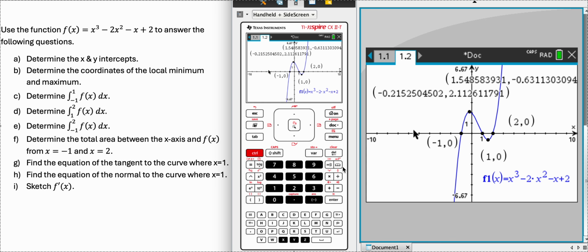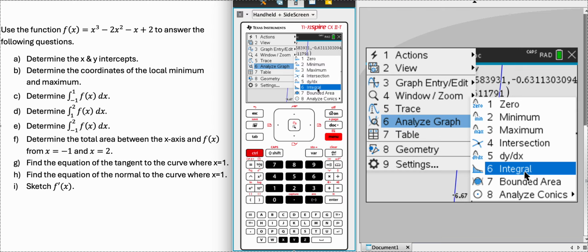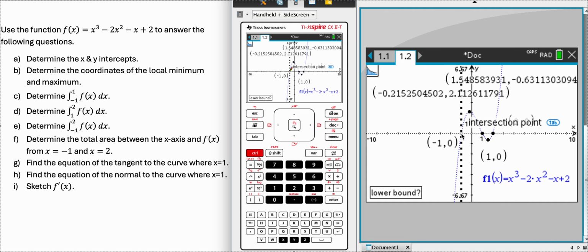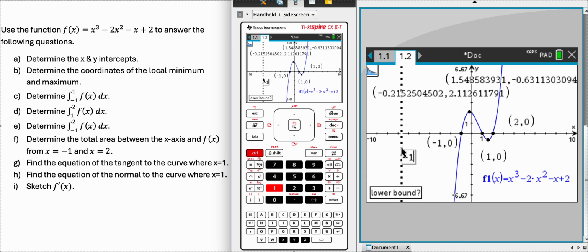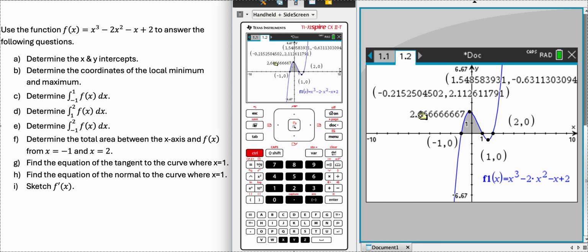Okay, so part C, determine the integral from -1 to 1 of f of x. Okay, so you can see that's from here to here. So there are 2 ways we can do this. One, we can go to menu, analyze graph, and do the integral. Lower bound, we can just click right there, or you can type it. I'll show you both. So let's say we're over here, we can just type -1. Okay, and you could move it around. Let's go straight to 1, just click it this time, and this is the area.